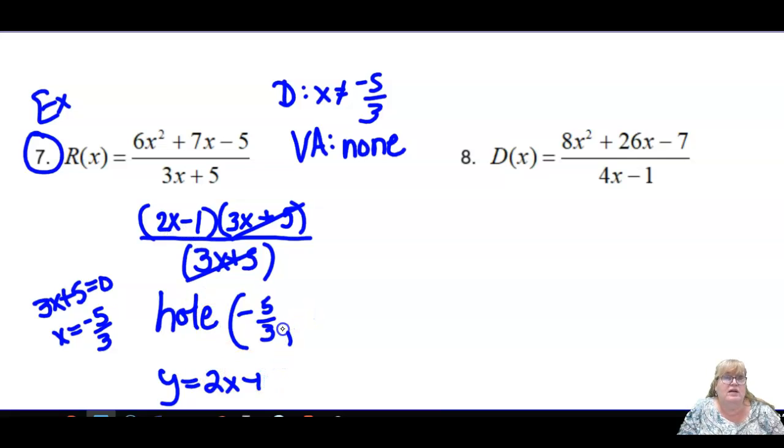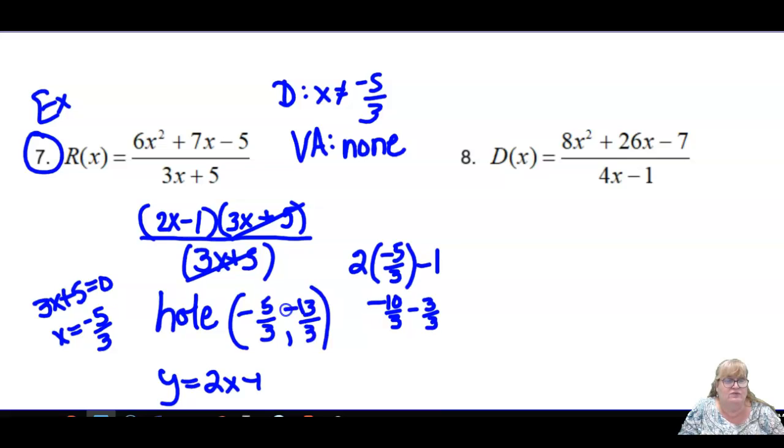So what's left is just the line y equals 2x minus 1, except it has a hole. And that hole is a disgusting negative 5/3, and we have to plug it back in here. That is negative 10/3 minus 1, which would be 3/3. I got negative 13/3 for the hole. That's lovely.